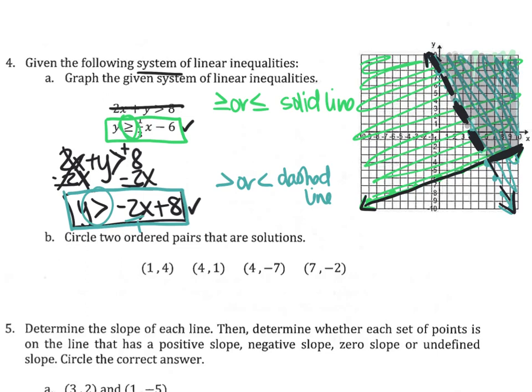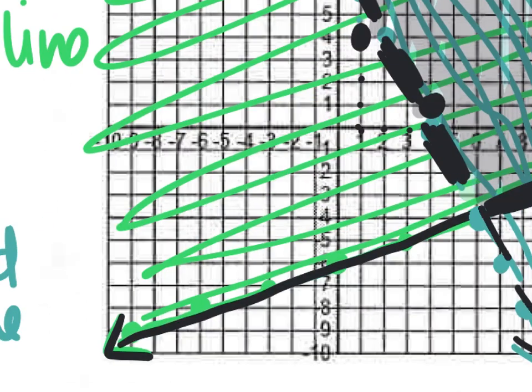Okay, so what I want to do now is just plot each of these points here to see if they're a solution. So 1, 4, do we right 1, up 4. Okay, that's not within the shade, so nope. 4, 1. 1, 2, 3, 4, right, up 1. Looks like that works. I think. It's really going to be close there.